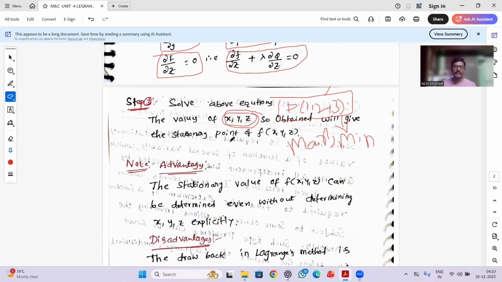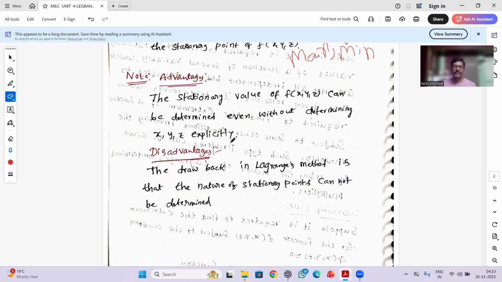The advantage of Lagrange's multiplier method is that the stationary value of f of x, y, z can be determined even without determining x, y, z explicitly. But the drawback in Lagrange's method is that the nature of stationary points cannot be determined. Nature means either maximum or minimum; we cannot determine.